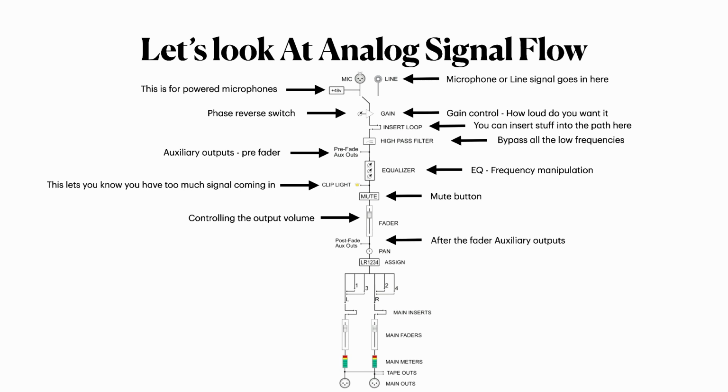Post-fader auxiliary outputs. This is great for things like time-based effects, like reverbs and delays and echoes, okay? Controlling the output pan, left or right. You can say whether it's going out the left side, whether it's going out the right side. This is where you can assign where the signal goes out.